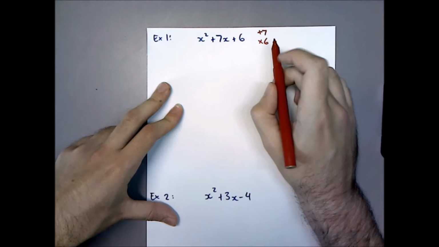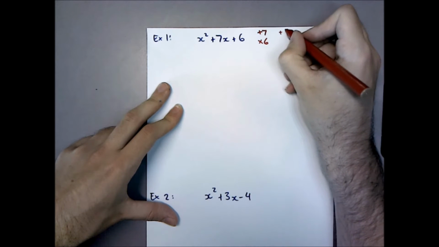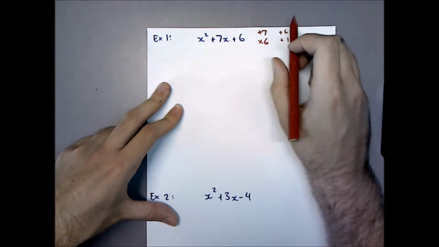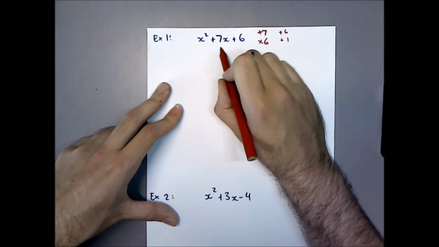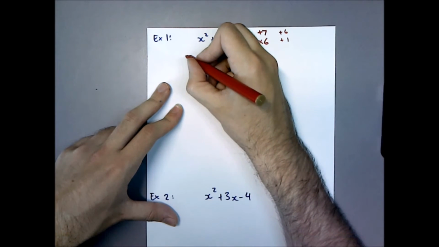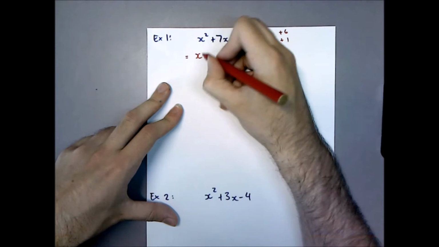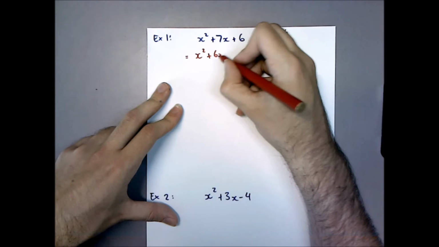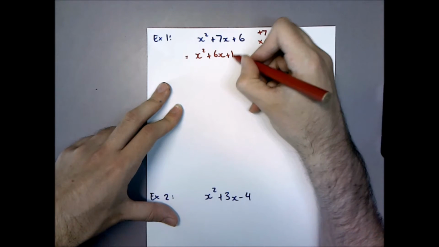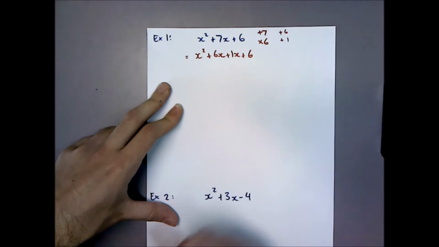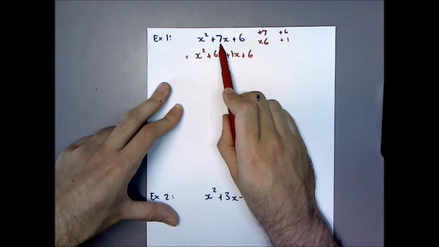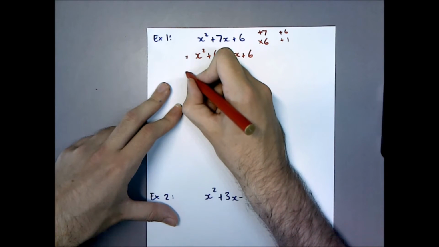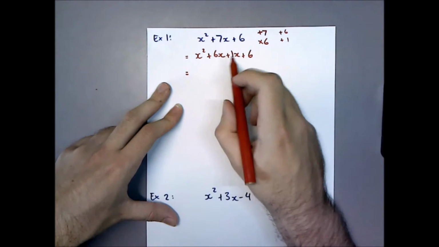Let's try the numbers 6 and 1. So I'm going to try positive 6 and positive 1, because 6 times 1 is 6, so it equals that number. 6 plus 1 is 7, which is my number that's over here. So if I rewrite that and deconstruct the 7, it's going to be x squared plus my two numbers that I chose, so plus 6x plus 1x plus 6. And you can see that 7x is equal to 6x plus 1x, so it's still exactly the same. So now what I need to do is just factorize by grouping.